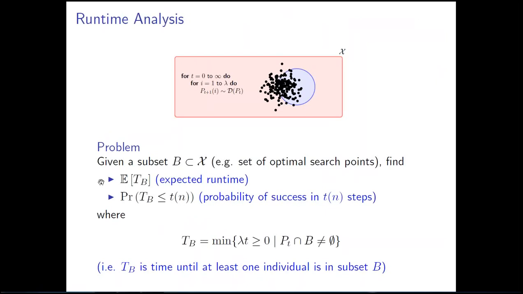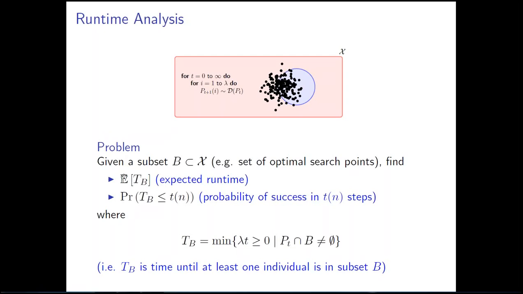Just to be a little bit more precise about the problem we're looking at, about what is runtime analysis. We have our search space X, and we're interested in finding some subset B. This could, for example, be the set of optimal search points. We now define a variable T_B, which is the minimum number of generations t such that the population at time t contains an individual in the set B. Sometimes this is called the hitting time. Now you can see in this expression that I have multiplied by lambda, because in every generation I do lambda trials. So this T_B now corresponds to the number of individuals which have been produced until I reach my target.